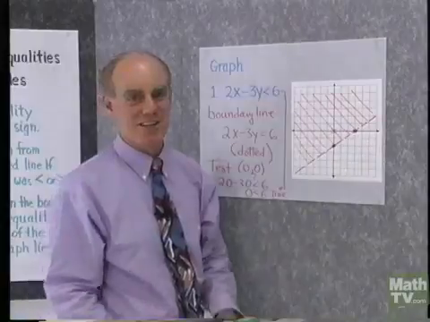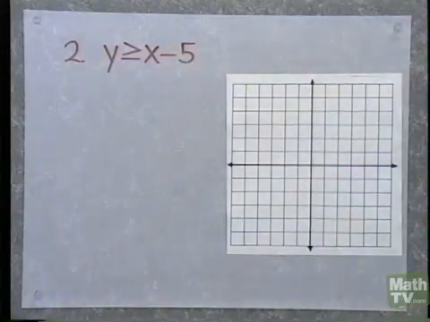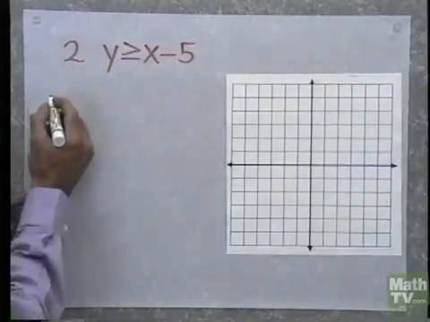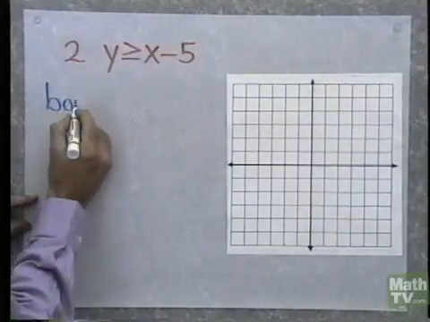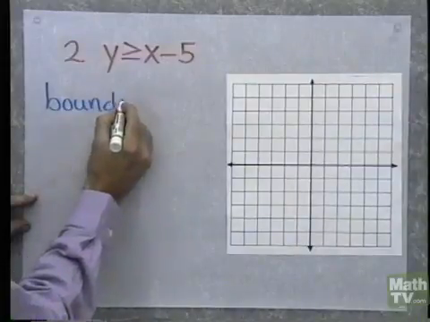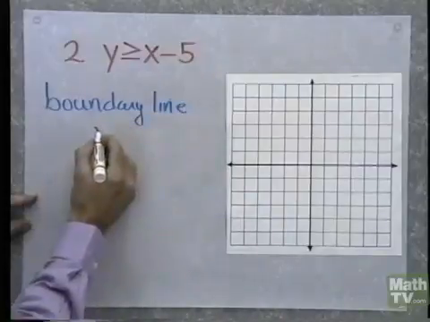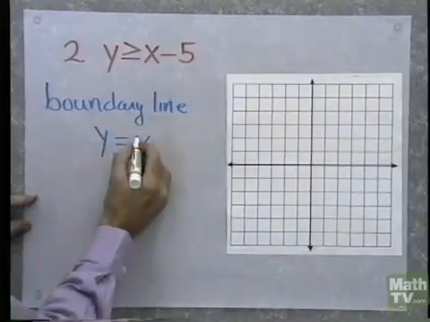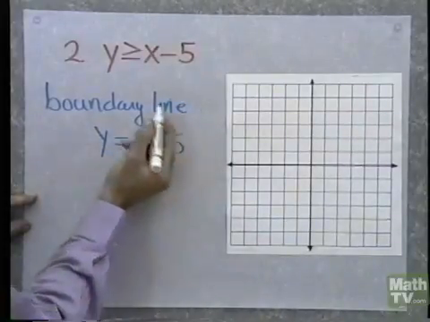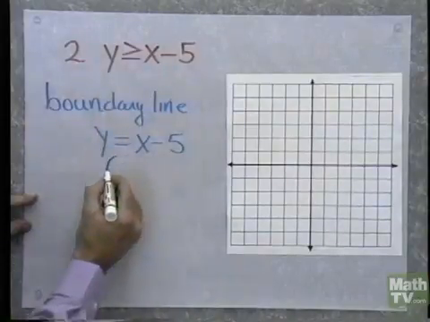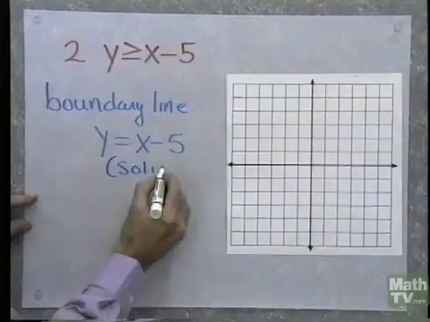Okay, let's try another one of these. So here I have y is greater than or equal to x minus 5. I'm going to start by graphing the boundary. The boundary line is y equals x minus 5. And because this is a greater than or equal to symbol right here, I'm going to use a solid line.